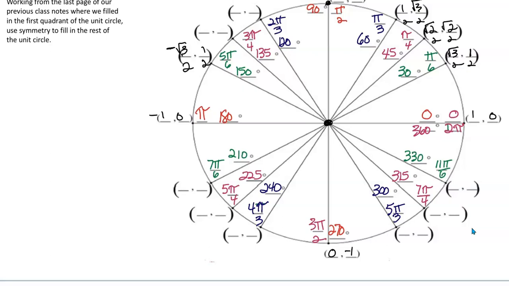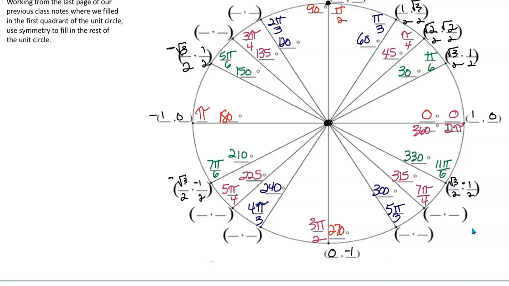Okay, look again for another pi over 6. 7 pi over 6. So 7 pi over 6 is going to be the same absolute value. So this is radical 3 over 2 and 1/2, but now they're both negative. Look one more time. 11 pi over 6 is another pi over 6 multiple. So therefore you're going to say, okay, same absolute value, radical 3 over 2 and 1/2. And in this quadrant, the y is negative, so that becomes negative 1/2.